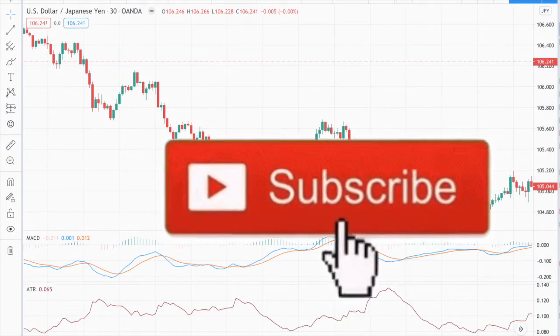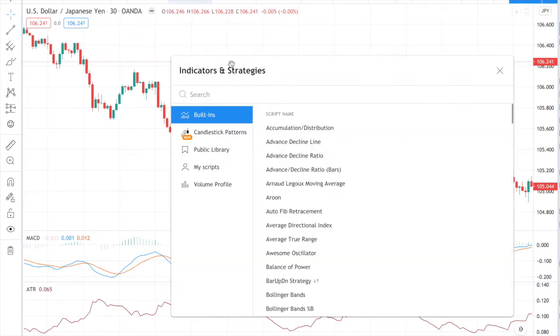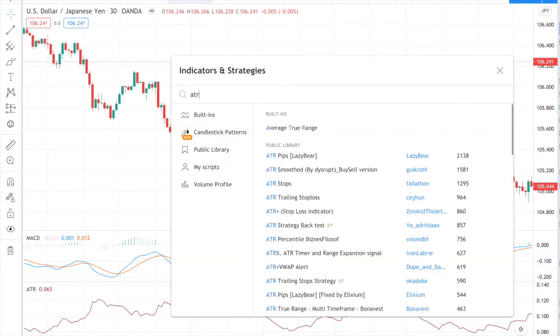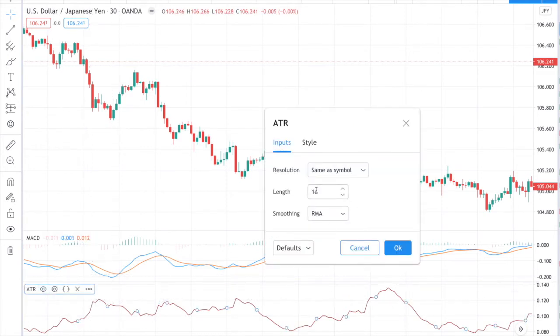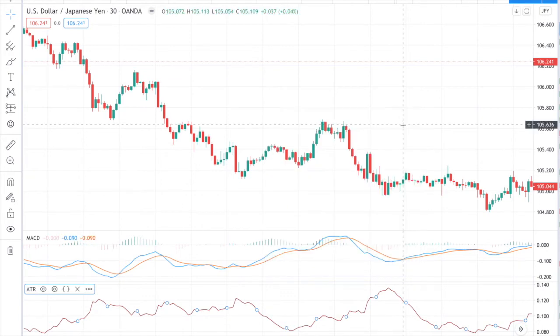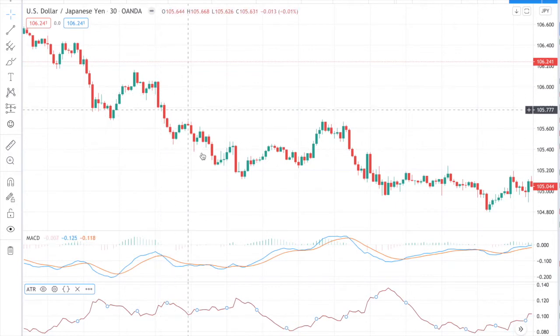I'm gonna teach you how to use one of the most famous and useful indicators in the history of forex. It is the ATR, average true range. Basically, you can search here ATR, and what this indicator does is calculate the average movement of the last 14 candles. You can change it if you don't want to use 14, but most people use 14. So it calculates how much the market moved.